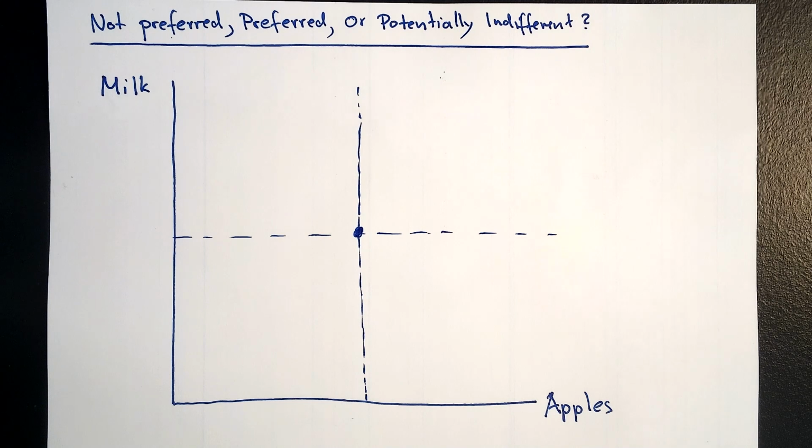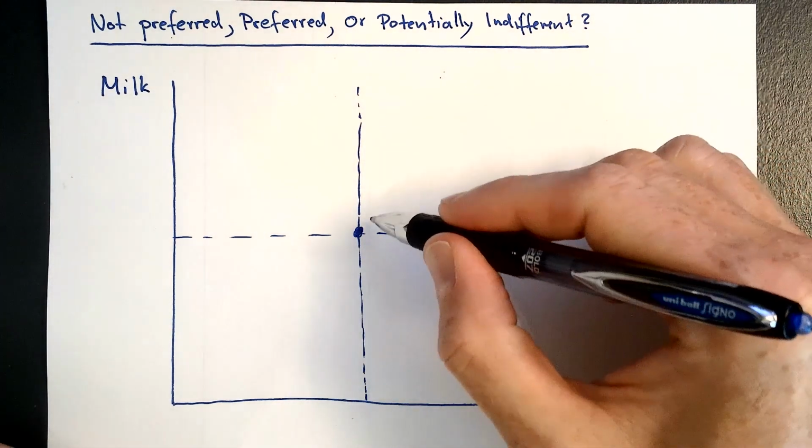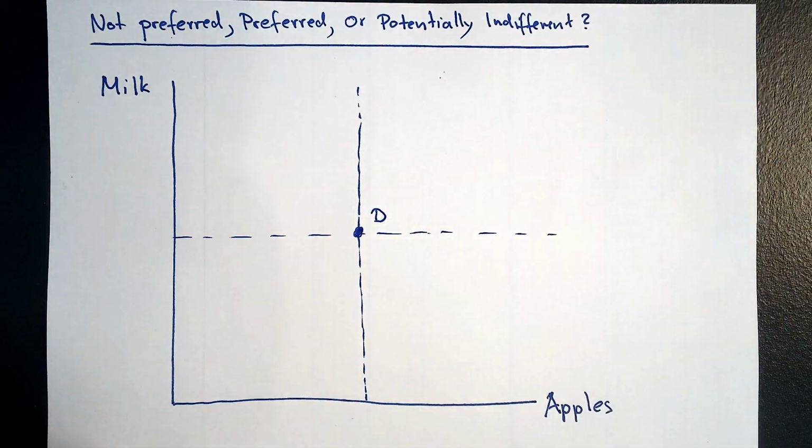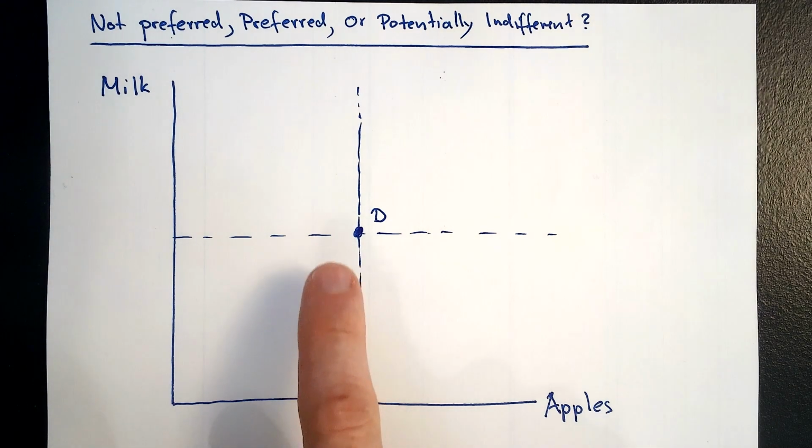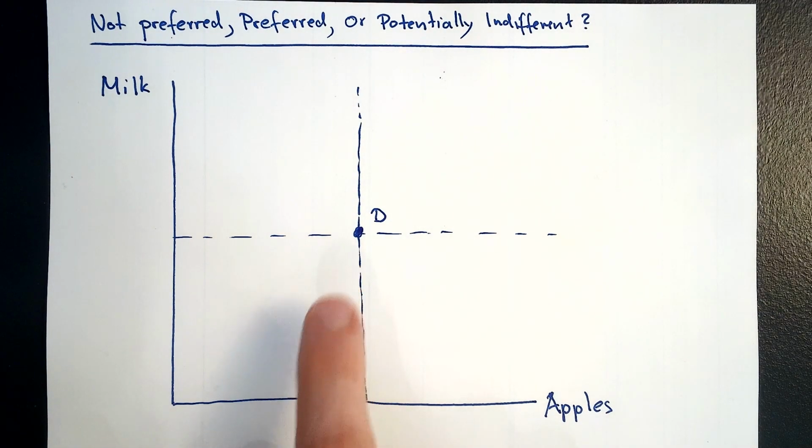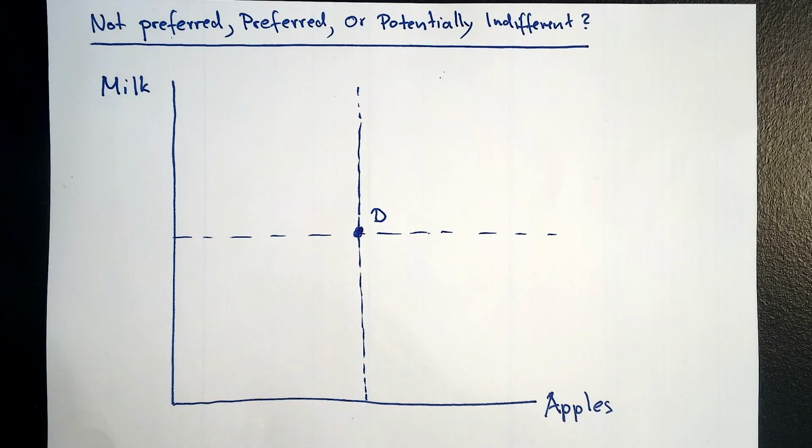Now, suppose that we are again in the apples and milk space, and consider this consumption bundle right here in the middle, and let's call this D, okay? And this is some combination of apples and milk. Now, the question is, how would we know which bundles are preferred to D, which bundles are not preferred to D, and which bundles are potentially indifferent?